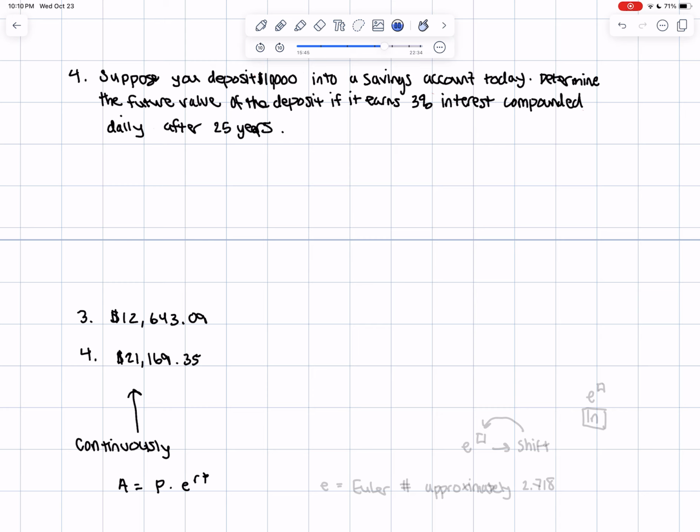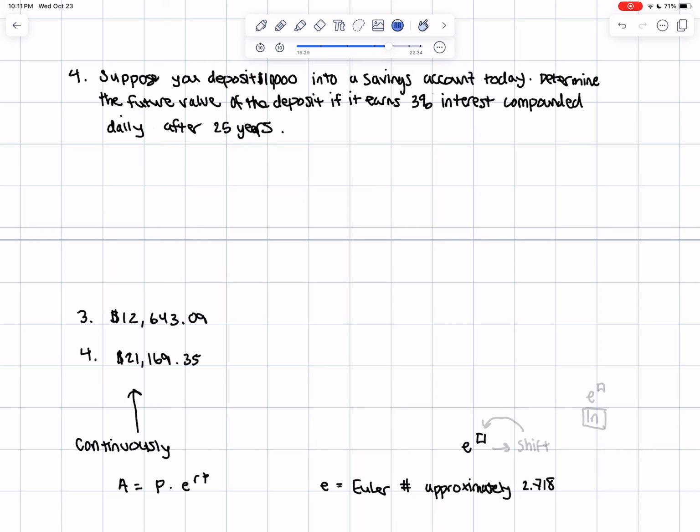But before I write the problem, I want to go over the E. You guys already know what A is. You know what P is, that's our initial deposit. We know what R is, that's the interest. And we know that T is the time. But what's E? We haven't seen that yet. E is actually called Euler's number, which is approximately 2.718. And if you look on your calculator, we've actually used this button before, where we have E to the box.